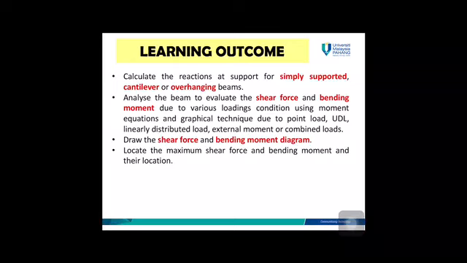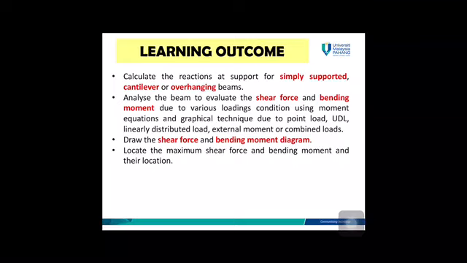We take a look at the learning outcome. By the end of the chapter, you should be able to calculate deviations at support for simply supported, cantilever or overhanging beams, analyze the beam to evaluate the shear force and bending moment due to various loadings by using the moment equation and also the graphical technique, draw the shear force and bending moment diagram, and locate the maximum shear force and bending moment and also their location.